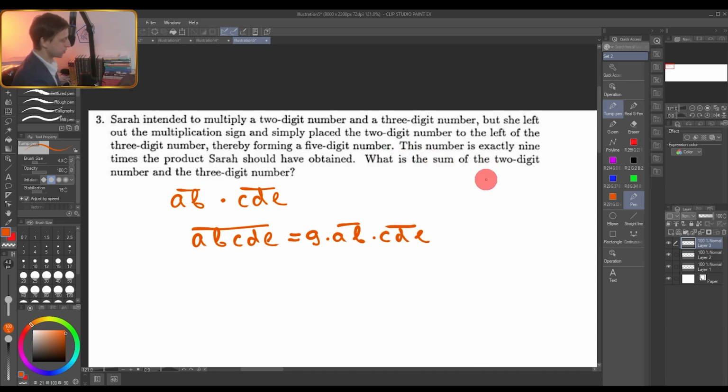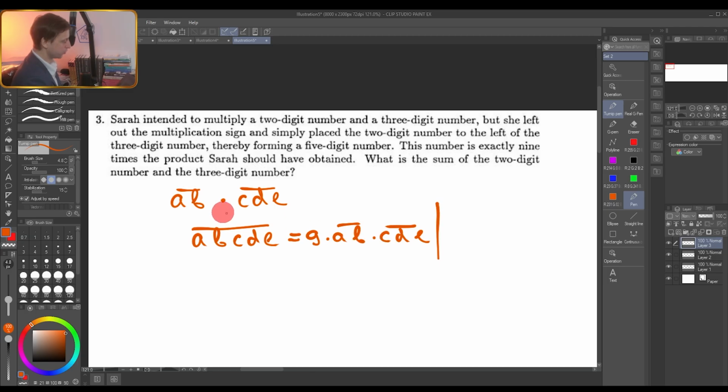And what is the sum of the 2-digit number and 3-digit number? Basically, they want us to find the sum of these numbers. Well, in other words, they want us exactly to find A, B, and C, D, E.